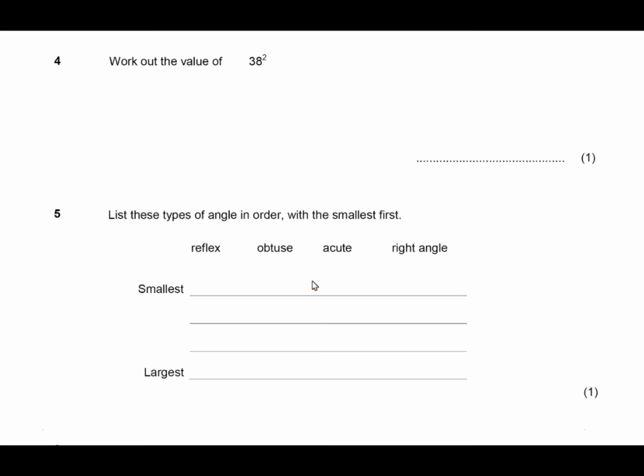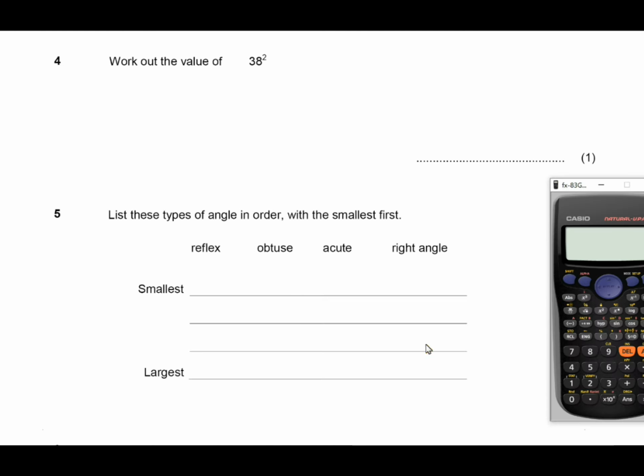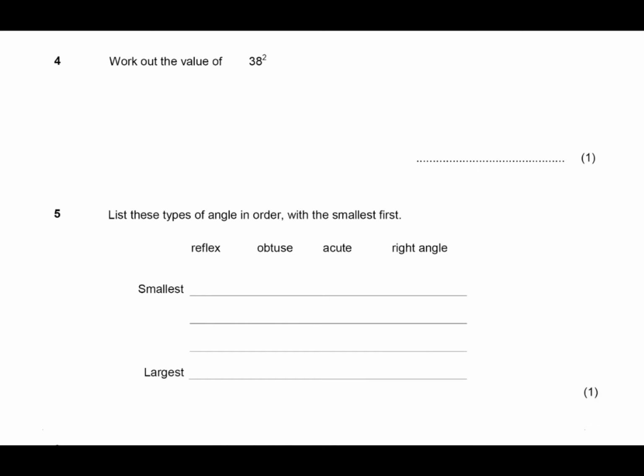Question 4, work out the value of 38 squared. So we're allowed to use our calculator, so we just put in the value 38 and we press the square button. Press equals and it gives you your answer. That's 1444.